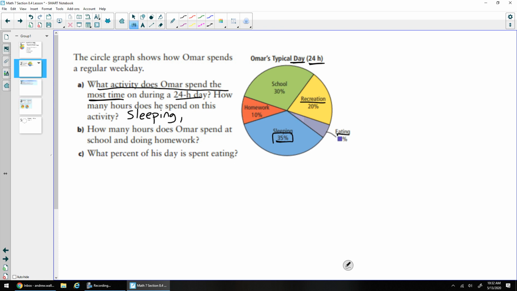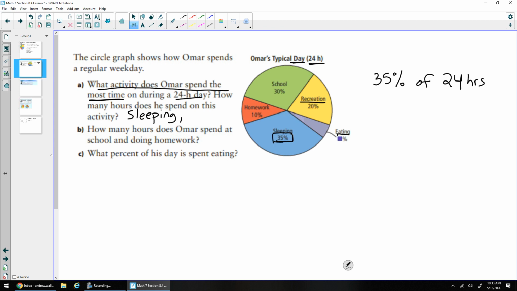Our circle graph doesn't clearly say how many hours he spends doing it. It just says what percentage of his full day he spends. So you have to go back and remember using percents and finding a percent of a number. We're trying to find 35% of what? Well, 35% of 24 hours.